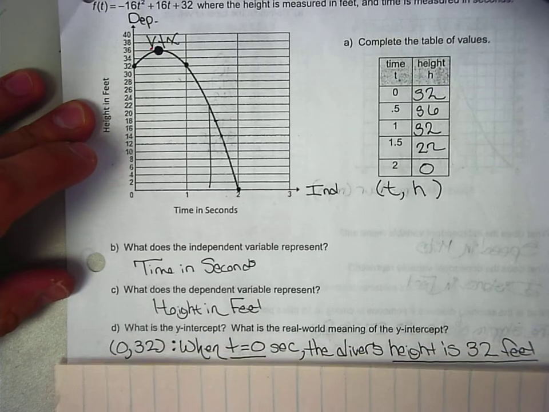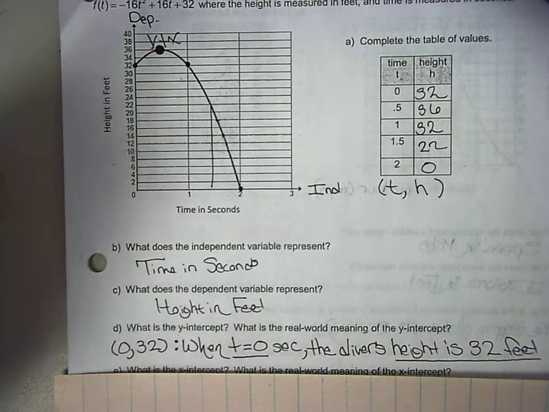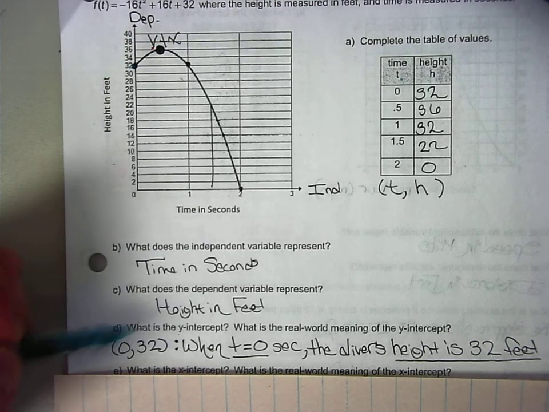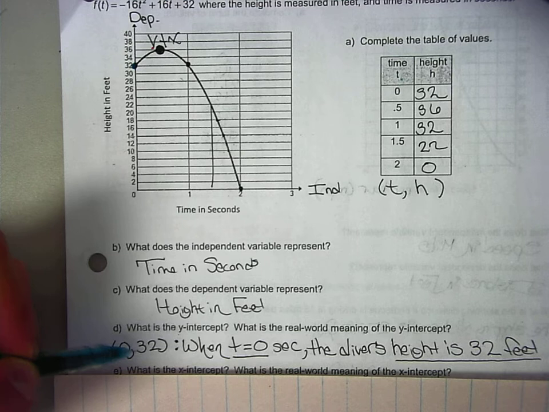Then it asks, what is the y-intercept? The y-intercept is wherever the graph meets the y-axis. So I went ahead and first listed the coordinates. That would be at (0, 32).